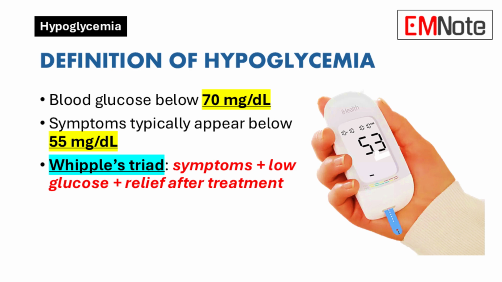Definition of hypoglycemia. Hypoglycemia is defined as a plasma glucose concentration below 70 milligrams per deciliter. However, symptoms might not present until glucose levels fall below 55 milligrams per deciliter. Whipple's triad, used to describe hypoglycemia, involves recognizing hypoglycemic symptoms, obtaining low blood glucose levels, and demonstrating symptom relief after correcting low blood glucose.